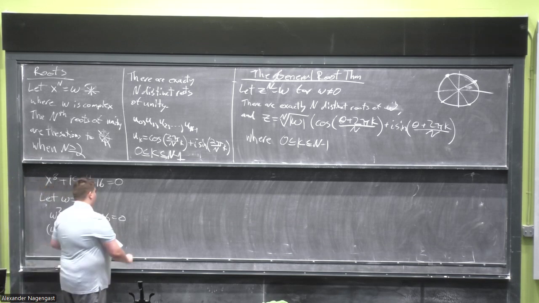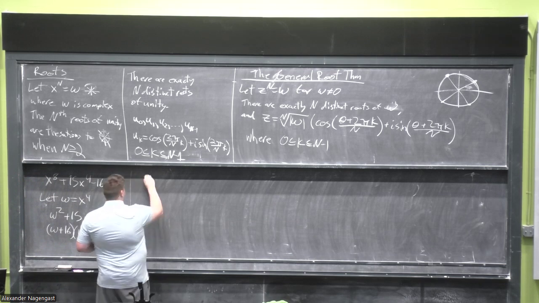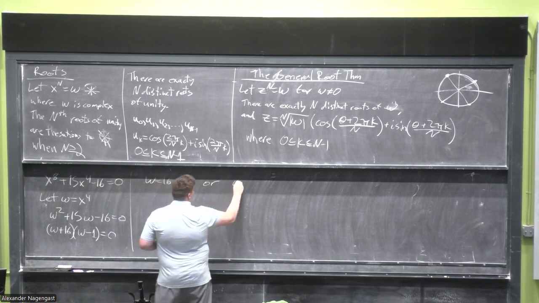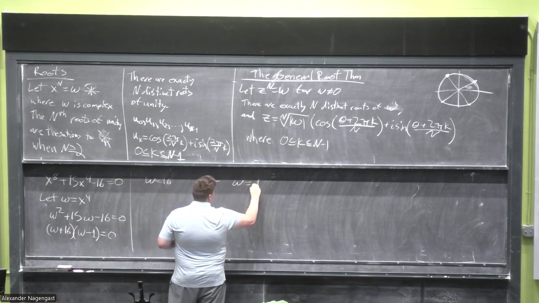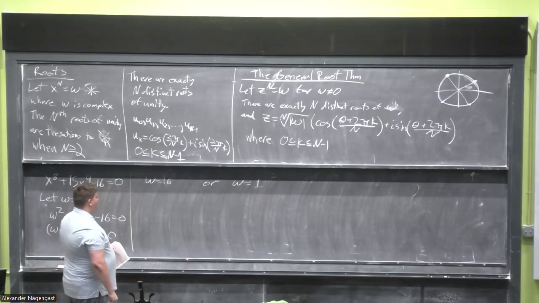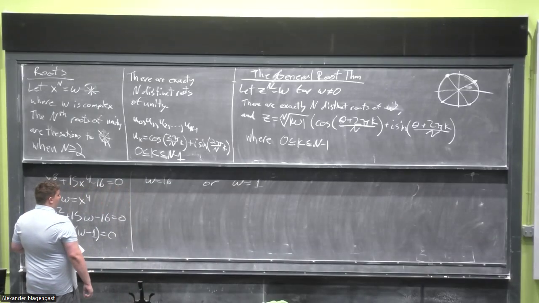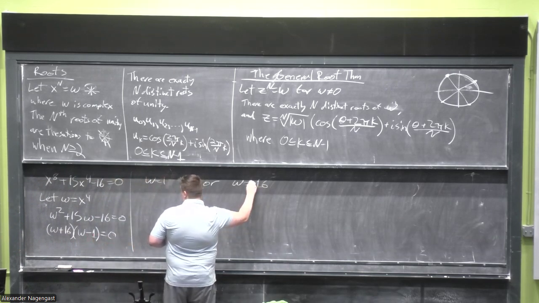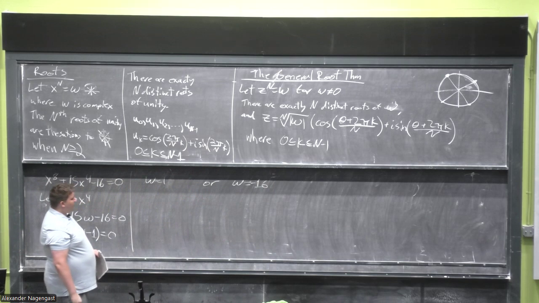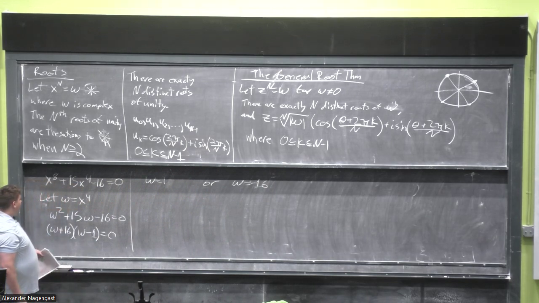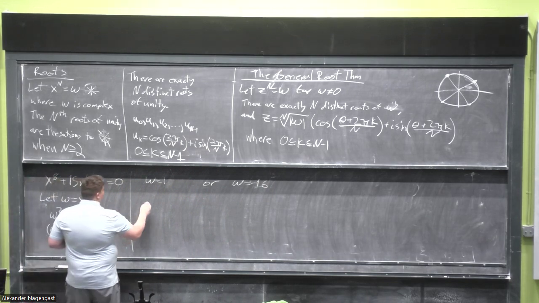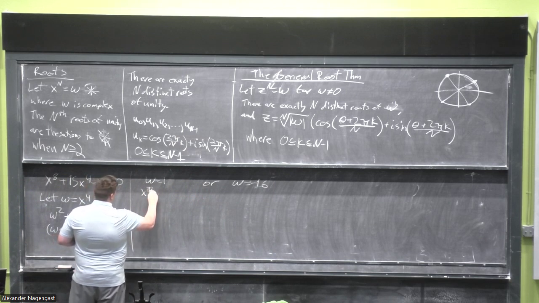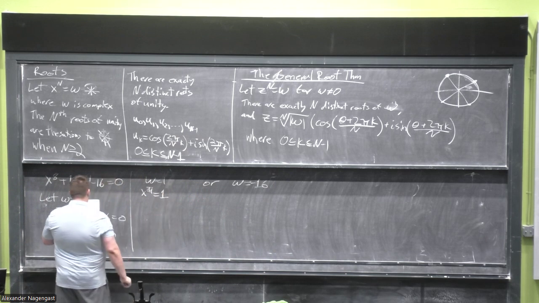So we have omega equals 16 or omega equals 1. Let me write that in the other order. Omega equals 1 or omega equals negative 16. Yeah, that's a better way. Because now, if omega equals 1, we substitute back in for x, so we have x to the fourth is equal to 1.